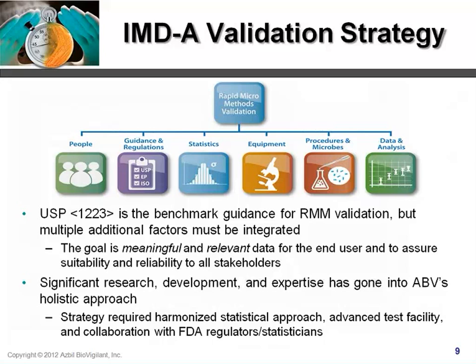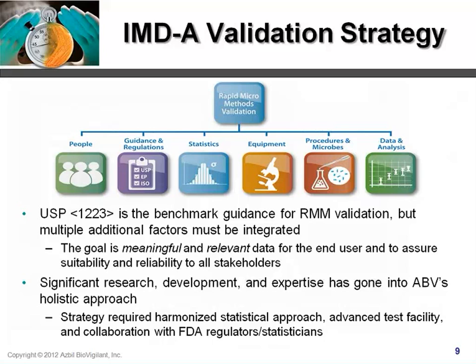So the ultimate goal in this validation effort was to provide meaningful and relevant data to the stakeholders demonstrating, quote, that the performance characteristics of the RMM meet the requirements for the intended application in comparison to traditional methods. And that's the goal straight from a standard called USP 1223, United States Pharmacopoeia 1223. And that's the current benchmark guidance document for validation of rapid micromethods in the United States.